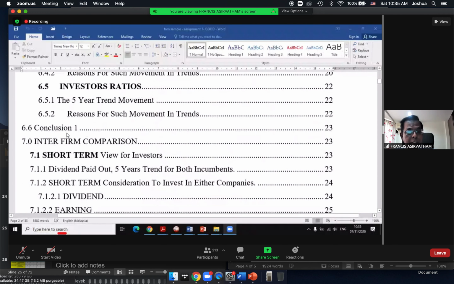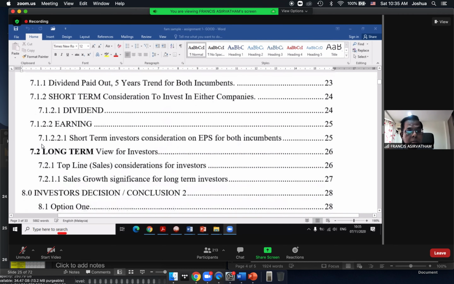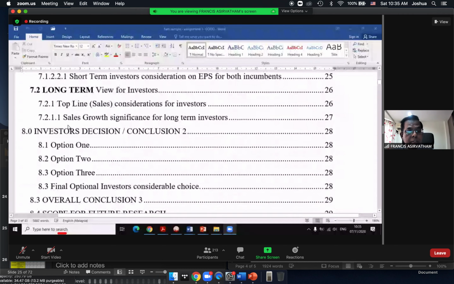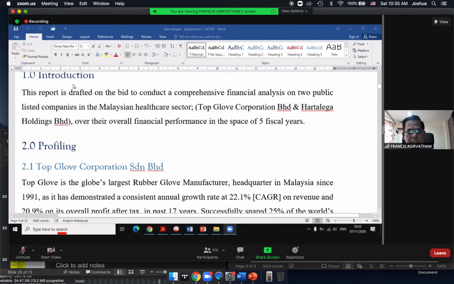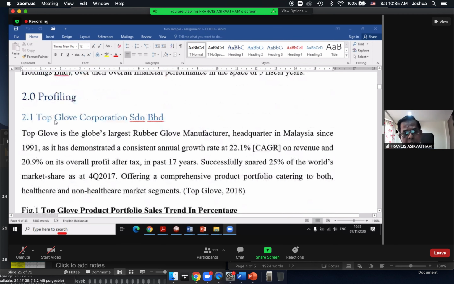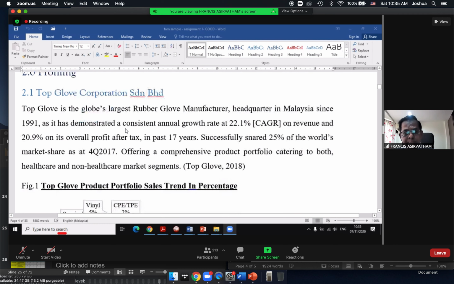And you can see the interfirm comparison coming in. Investors, demography, executive summary, introduction. Observe carefully the font size and font color is different from the main body. And if you can see here, we don't need a long story on the introduction. And I mentioned to you earlier, profiling the company, also no need for a long story on that.